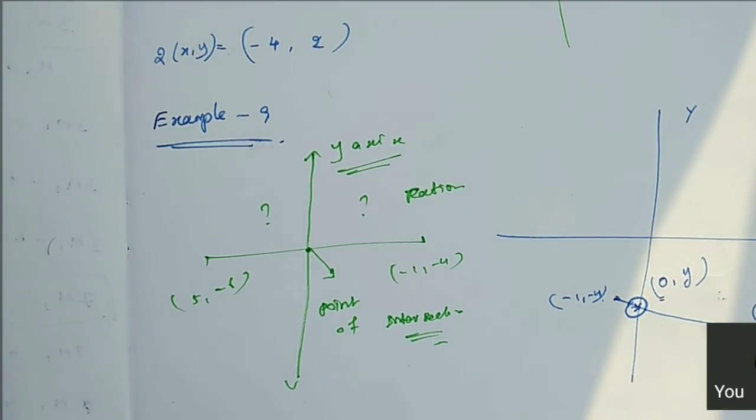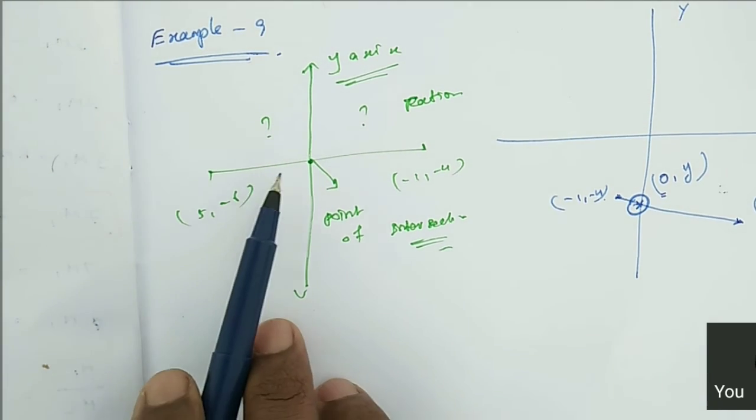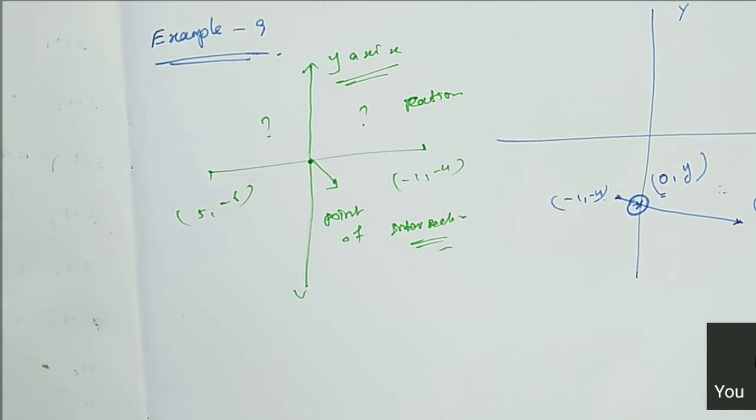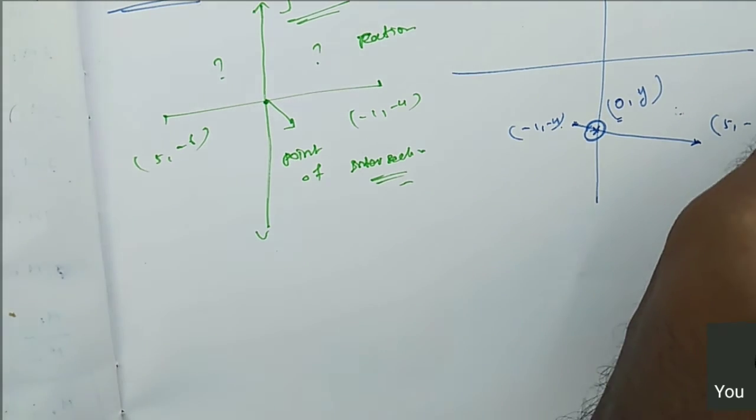Actually, they gave 2 points. When we join the 2 points, we get one line, and that line is divided by the y-axis. We can find that ratio. How is it divided? What is the ratio of the parts? And we should find the point of intersection of the line segment and the y-axis.